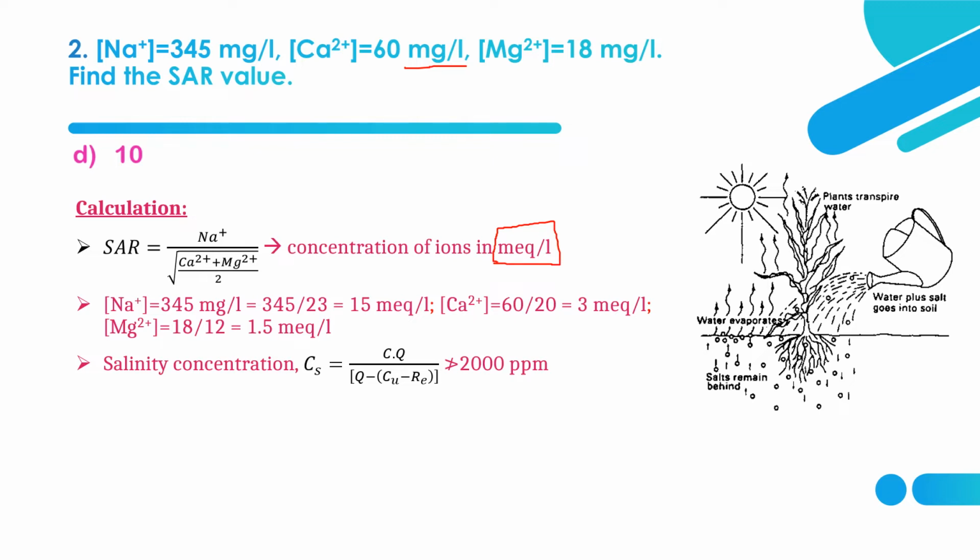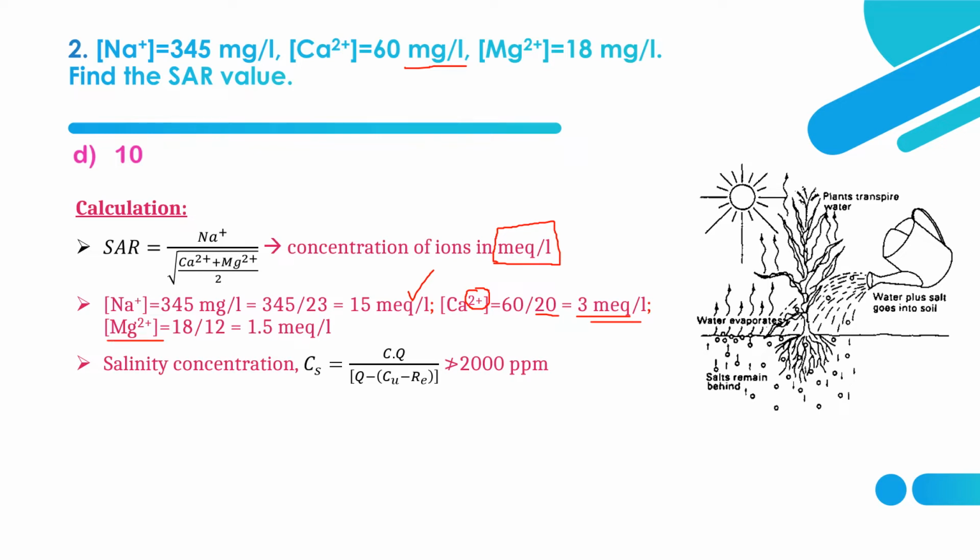So how do we convert milligram per liter into milliequivalent per liter? Just by using the atomic weight of the ions. The sodium atomic weight is 23, so 345 divided by 23 gives 15 milliequivalents per liter. In the case of calcium, the atomic weight is 40, but there are two valencies, so 40 divided by 2 is 20. So 60 by 20 equals 3 milliequivalent per liter for calcium.